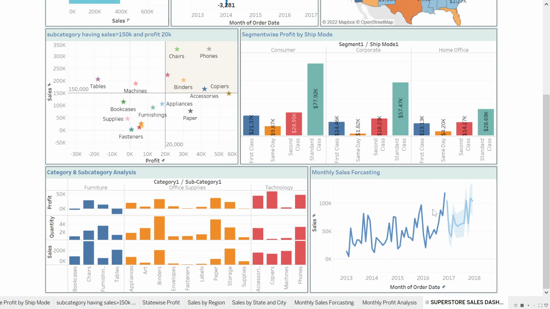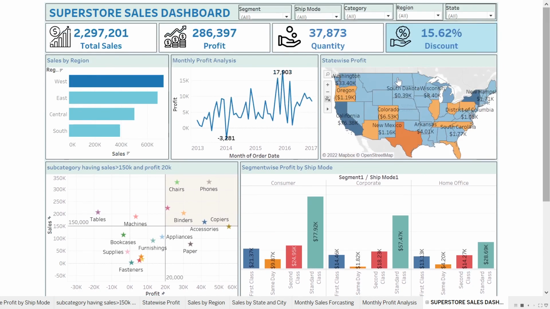And moving to the last graph, which is the monthly sales forecasting. I forecast sales for 1 year and see how it looks. It looks very idealistic. Now it's time for the filters like segment, ship mode, category, region-wise, and state-wise filtering. Use these filters, whatever you want to choose, and based on that information, the dashboard will update.